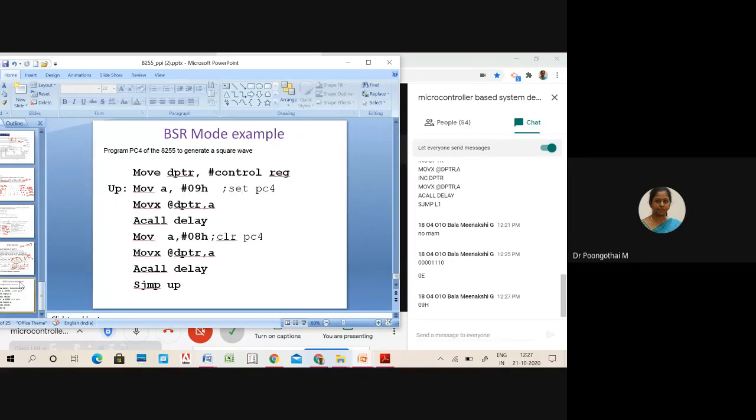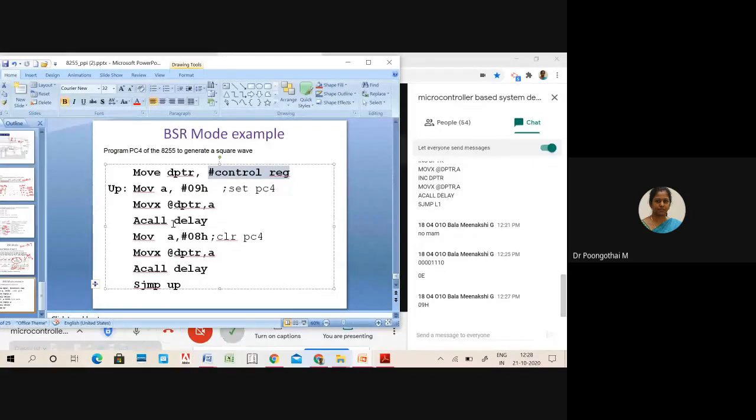For the assembly program for this application, first we define the control register address based on the decoding circuitry, along with the IO mode set control word. First identify the control register value and move that address into DPTR, since we are going to write this value into the control register. Based on the decoding circuitry, find the address for the control register and load it into DPTR. I am going to set PC4, so 092A, move that value into DPTR.